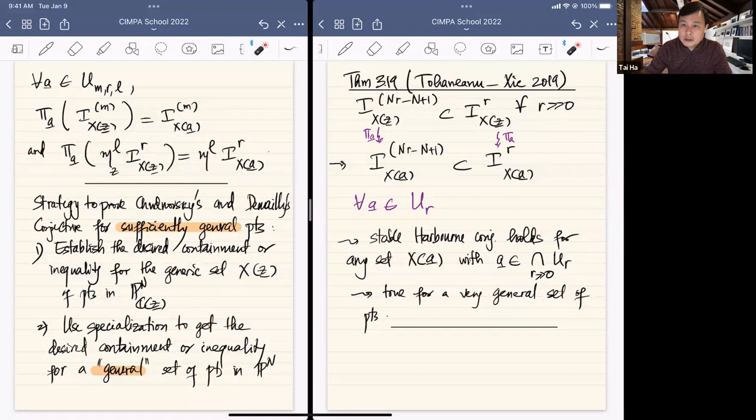We look at determinantal ideals and star configurations just because for those classes of ideals, we understand the symbolic powers very well. We know exactly what a symbolic power looks like. So we can actually use combinatorial techniques, just counting techniques, to prove this kind of containment.